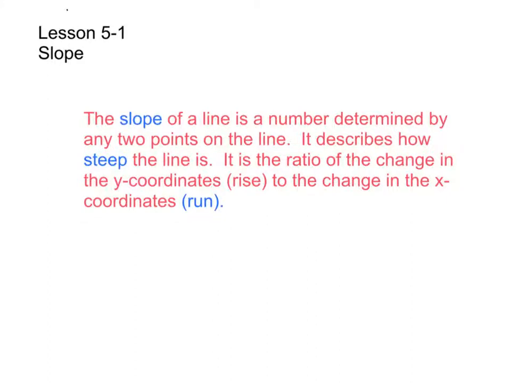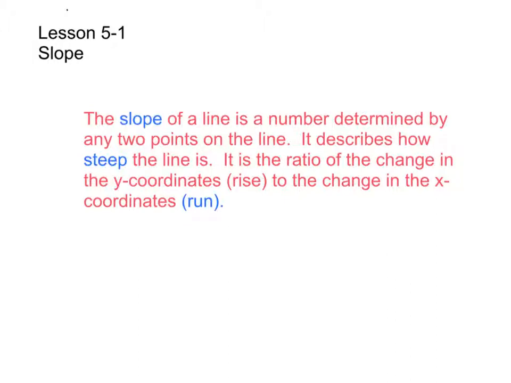Okay, today's lesson is lesson 5.1, and it is about slope. The slope of a line is a number that is determined by any 2 points on the line. It describes how steep the line is. We can also describe it as the ratio of the change in the y-coordinates, the rise, to the change in the x-coordinates, or the run.